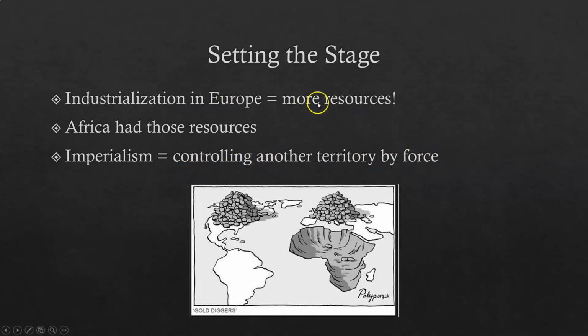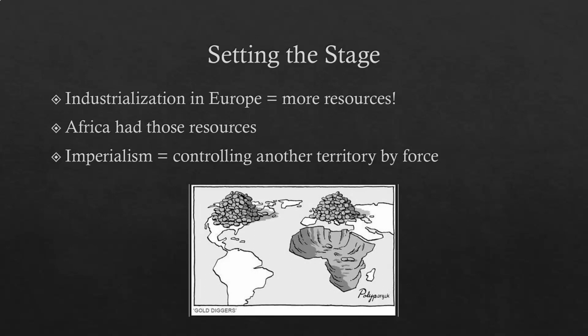Well, because they need more resources. Europe has been going through industrialization, as we've already covered, producing all these goods that the people want. So they need more resources. And they said, you know who has those resources? Africa. By resources, we mean stuff like coal, iron, oil, diamonds, rubber, so that they can create the stuff that people want.